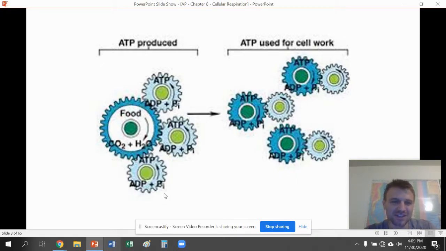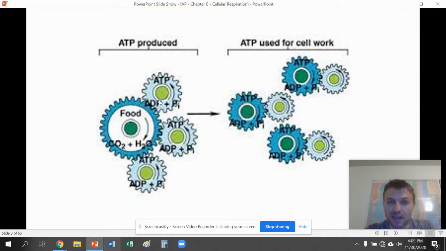But I love this image just because it gets you to understand how we have to transfer the energy we find in food to ATP. You can see this gear here that says food. This gear is going to drive the reaction and give energy to ATP, making it ADP, making it ATP.